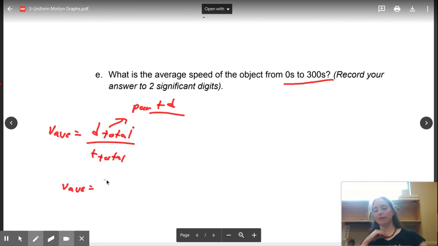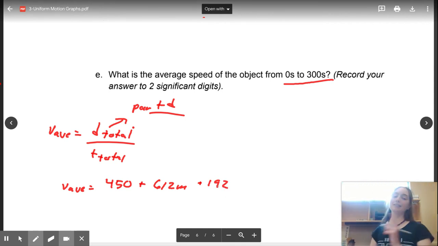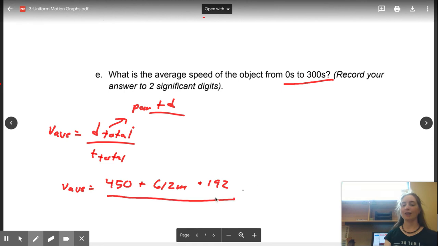So we first had 450 meters, and then we traveled 612 meters. But remember that 192, excuse me? That was negative. But I said speed. So that means I want scalar, which means no direction, so that's all positive. We're going to divide that by the time total, which is 300 seconds.